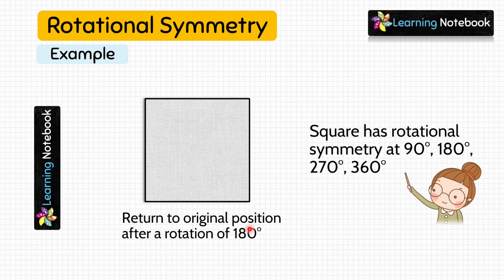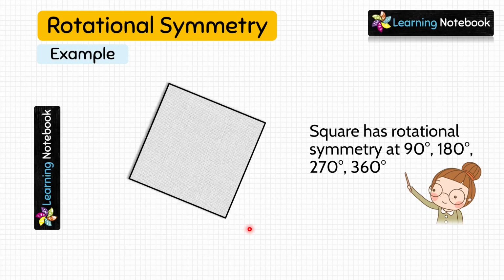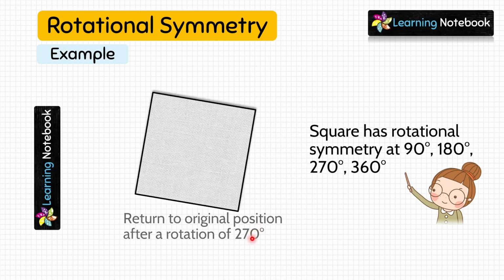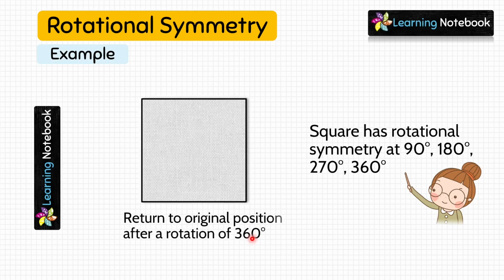Now, again, rotate this square by 90 degrees. That is in total by 270 degrees. You will see the square has returned to its original position again. And in the end, at the rotation of 360 degrees also, the square returns to its original position. So this means a square has rotational symmetry at 90 degrees, 180 degrees, 270 degrees and 360 degrees.